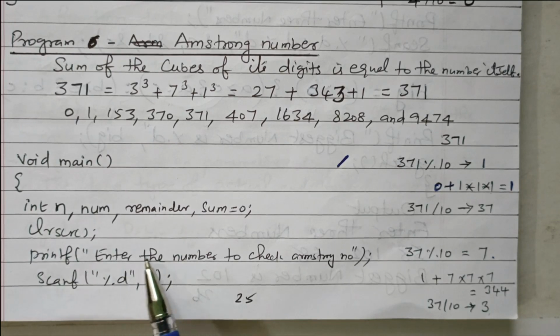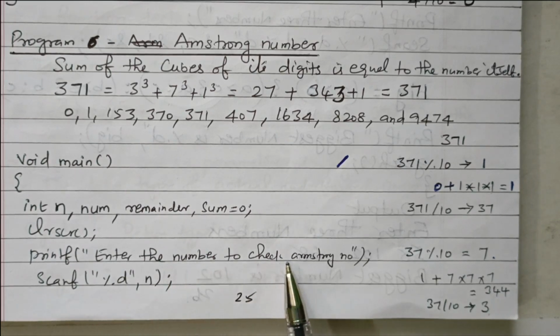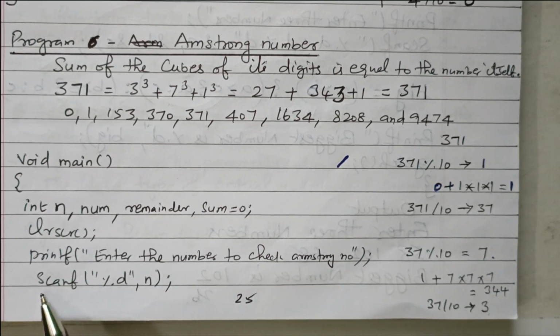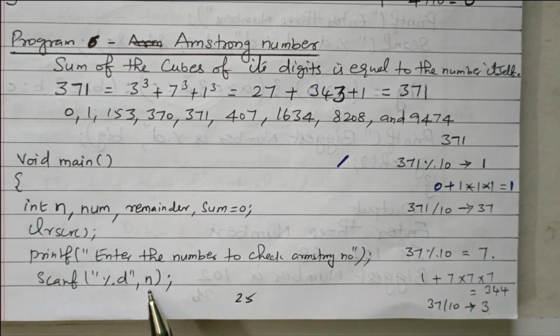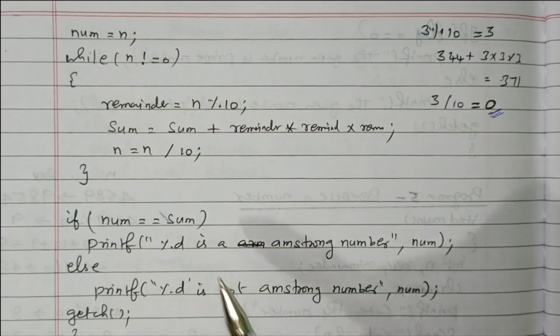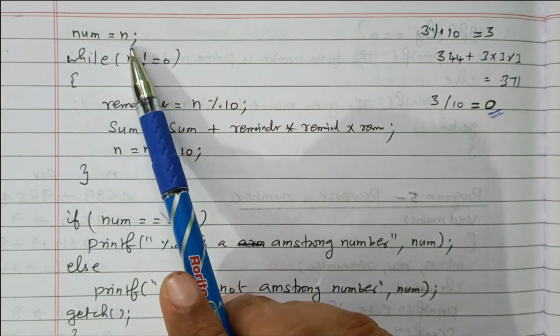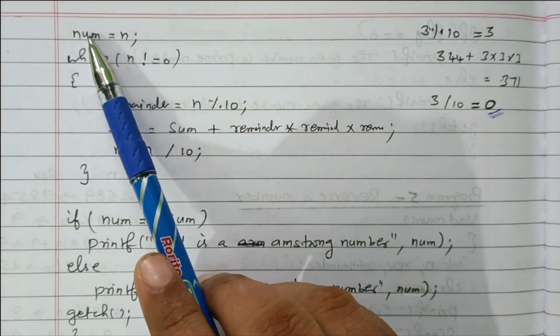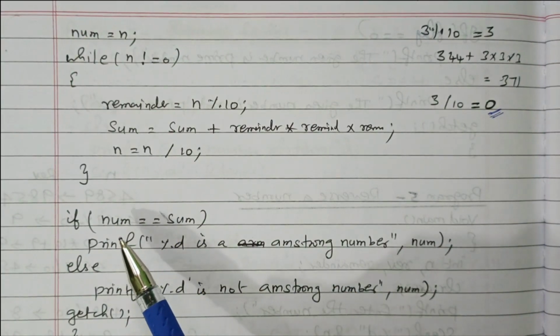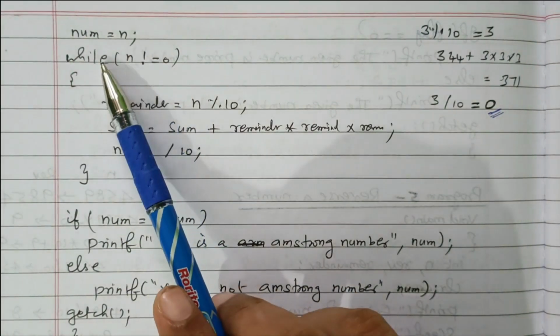So we ask the user to enter the number we need to check whether it is an Armstrong number or not. The user will enter the number, that is scanned by the scanf statement and it is stored in n. It is ampersand n, right? Address of n. Now we'll see the next process. So the next step is num equal to n. The number is stored in the variable n, so that finally we can check this value.